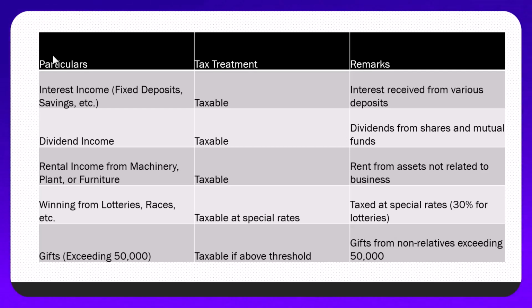Interest income. Suppose you have a fixed deposit or a saving account, and you are earning interest. If the money is parked in a saving account or a fixed deposit account, you get some interest from the bank. That is taxable. Of course, you get some exemption.